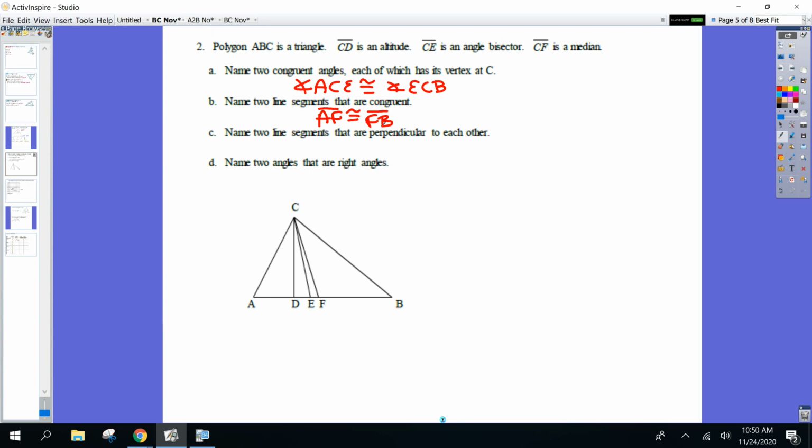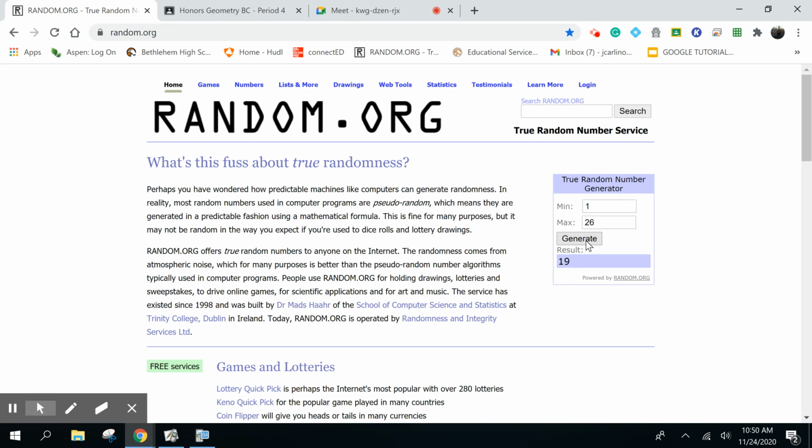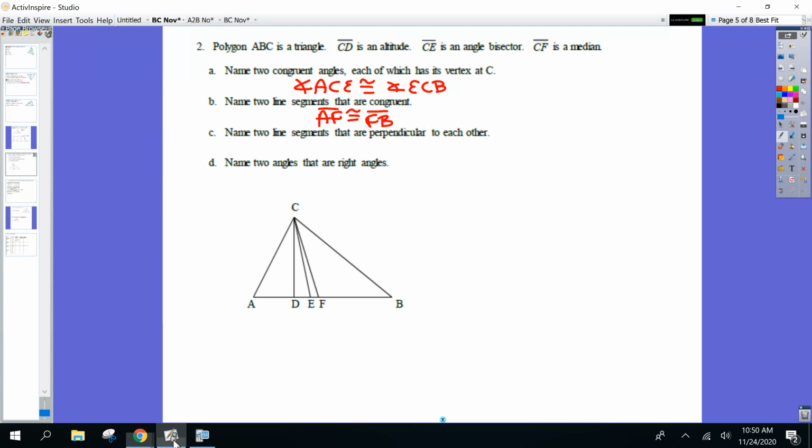All right, next up, 2 line segments that are perpendicular. Now you're using the altitude, CD. What 2 line segments are perpendicular? Sean, what do you got? It's CD and AB. CD, yep. I got CD perpendicular to AB.